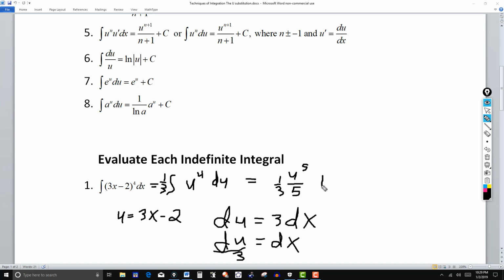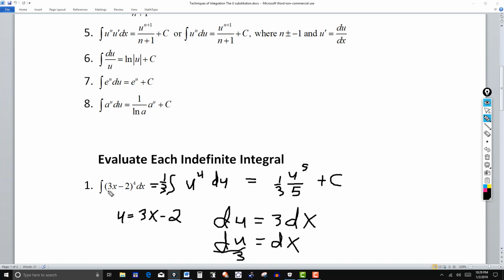So you're going to be making U substitutions, or solving a problem like this by changing the variable. You want to make sure that in your final answer you always give the answer in terms of the original variable, which of course is x.